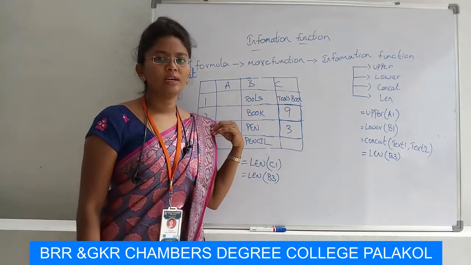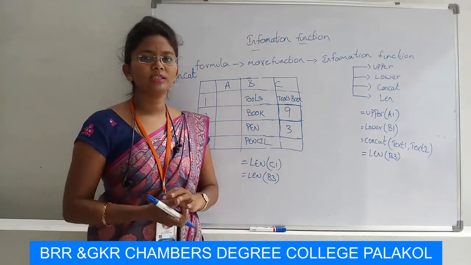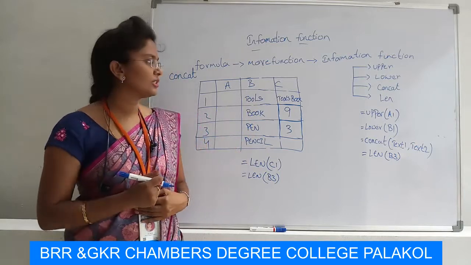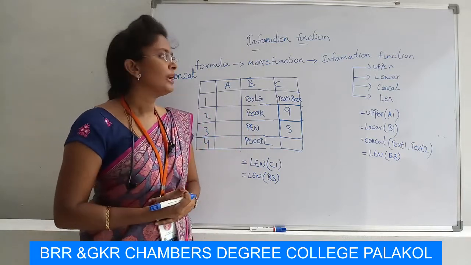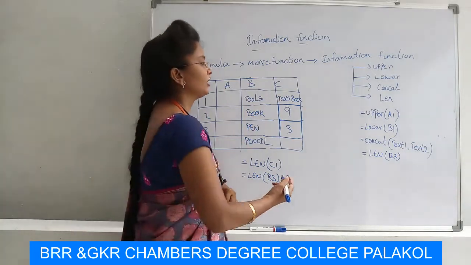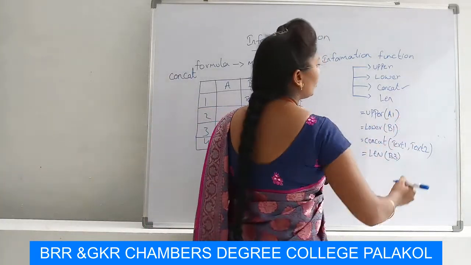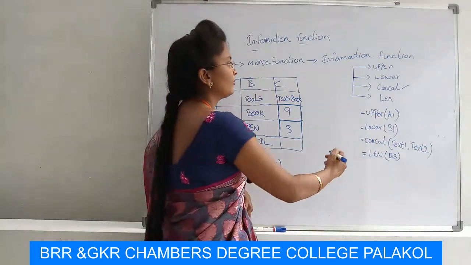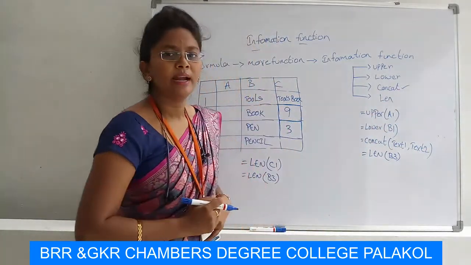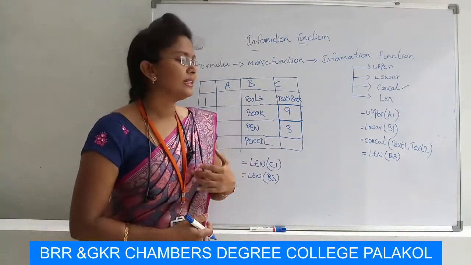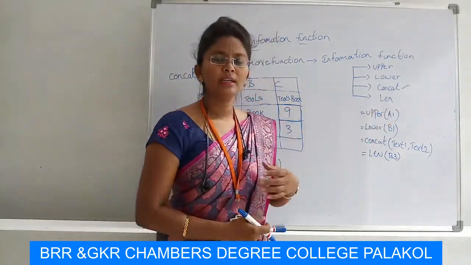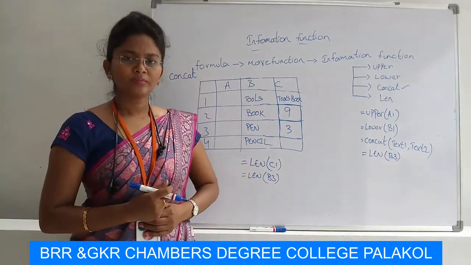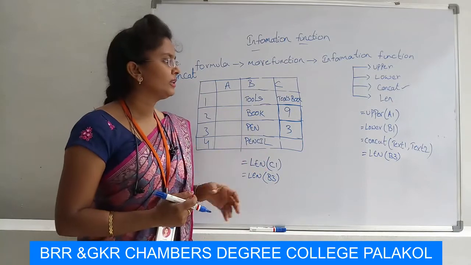This is the information function here. The first one is the upper function, the second one is the lower function, and the third one is concat. That means concatenation function, and it will appear as the function name concat only. We won't write it as concatenation. The shortcut format for the function name is concat here. And the third one is length, and the length should appear as len only, and the function name should be in that way. That means the last one is the length.